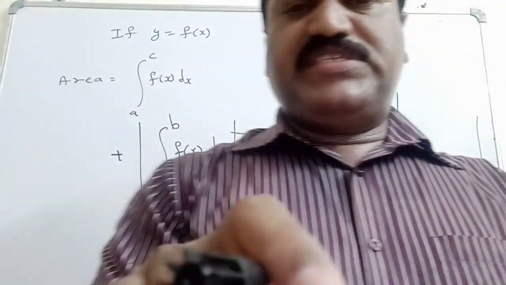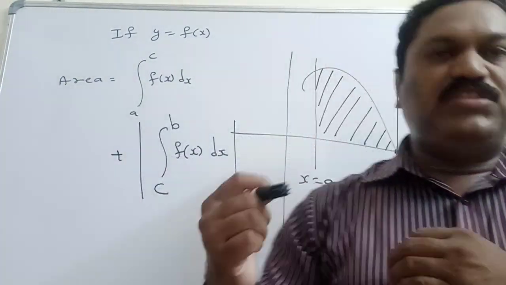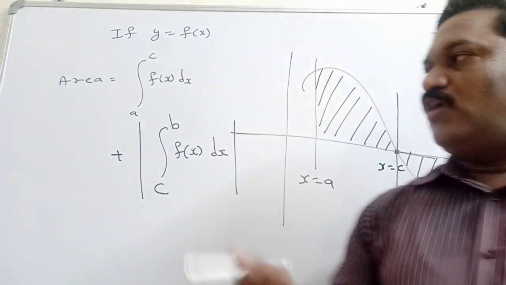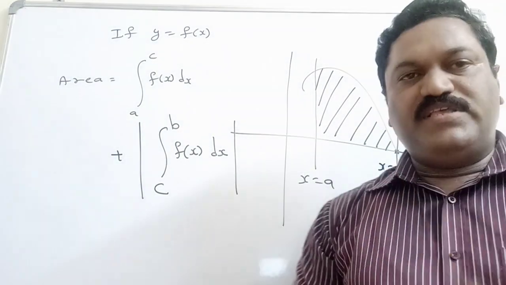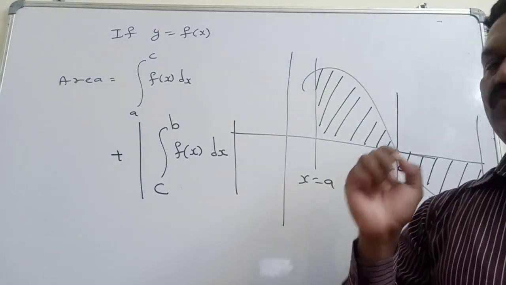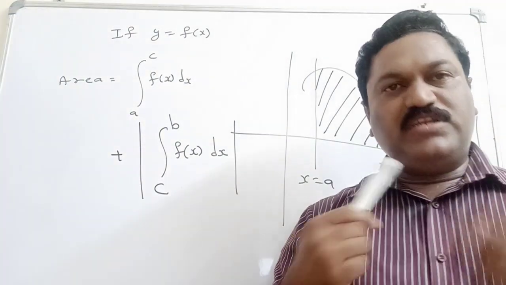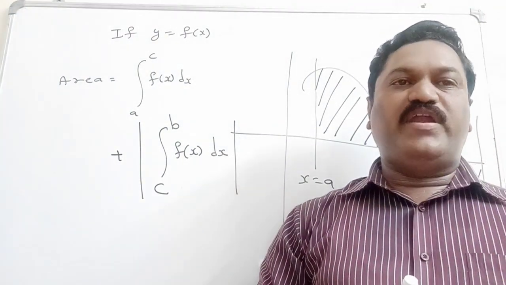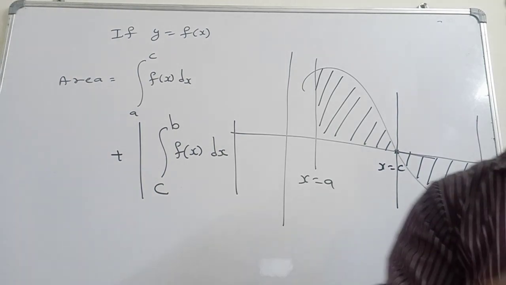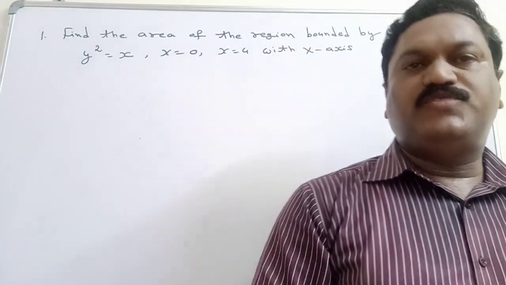Now we will see how to solve problems based on this particular concept. For solving the problem, whatever the given curve is, first we will try to draw the graph of that. Within that graph, whatever area we have to find, we will get the accuracy for it.